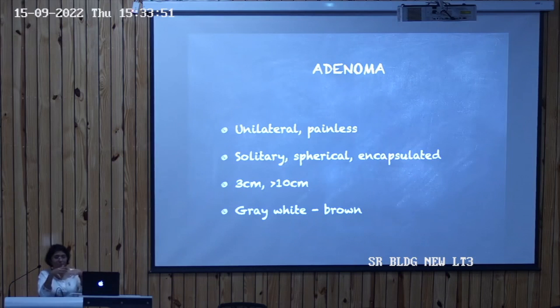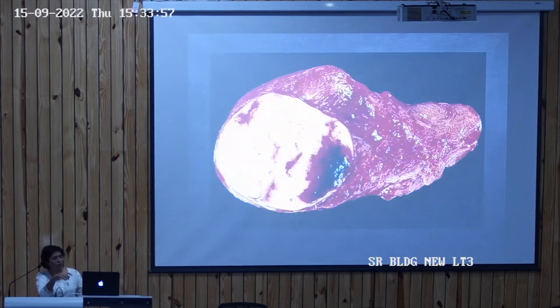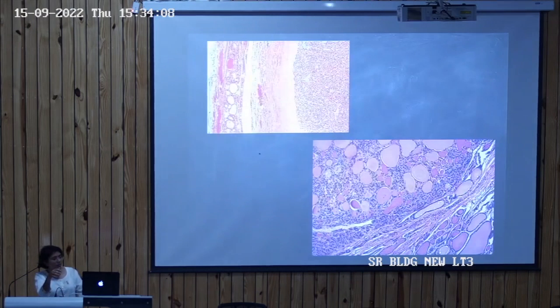The size can be very big, can be very small as well. So this is the presentation of adenoma. Just know that. This is how it looks. If you can see, it looks very neatly encapsulated. If you can make out this area, this is the capsule, and it has not invaded out of the capsule. And when you take a histology, this is the capsule here. And this is the normal thyroid which has got compressed because of the expansion of the lesion. And these are small follicles that will be present.